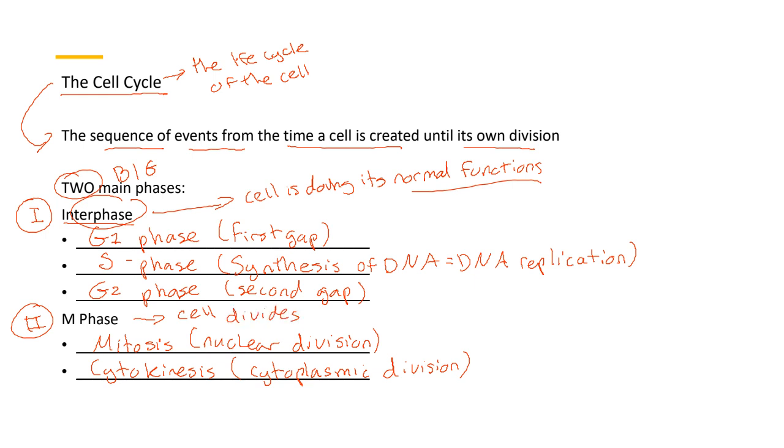All right, so keep that in mind as we go through the next slide. The two main phases of the cell cycle: interphase, where the cell is doing whatever it's supposed to be doing, and also starting to get ready for cell division, so it has to make a copy of DNA and get ready to divide. And then eventually we end up with the M phase, where the cell has to divide into two daughter cells.